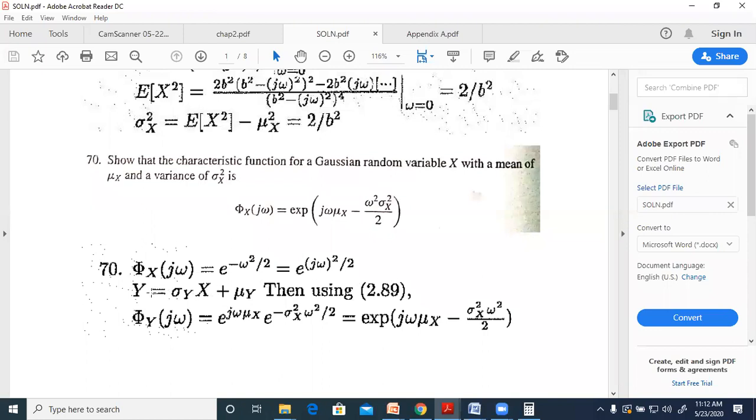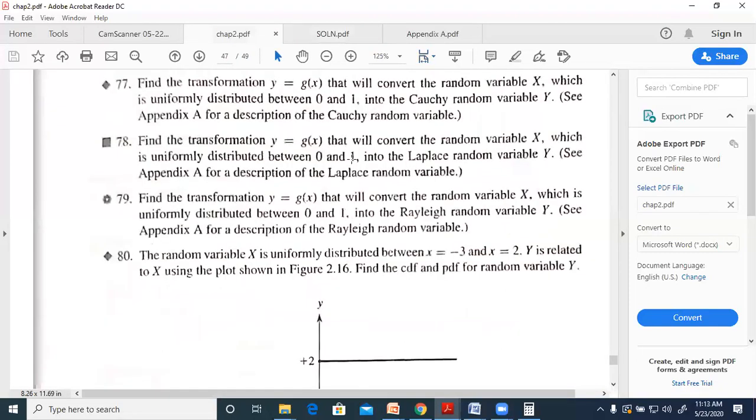which we can do the transformation, and then we can just write it over here as phi of y of j omega, where you need to substitute the quantity there. That will just become e to the power of j omega mu x multiplied by e to the power of minus sigma squared omega squared by 2, and that will be nothing but the exponential of this quantity. So you just need to use this relationship to put it in equation 2.89 in chapter 2.